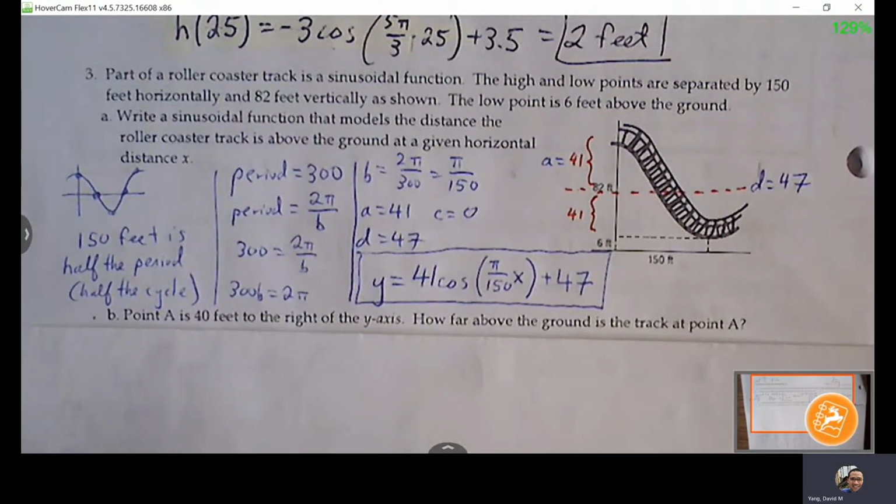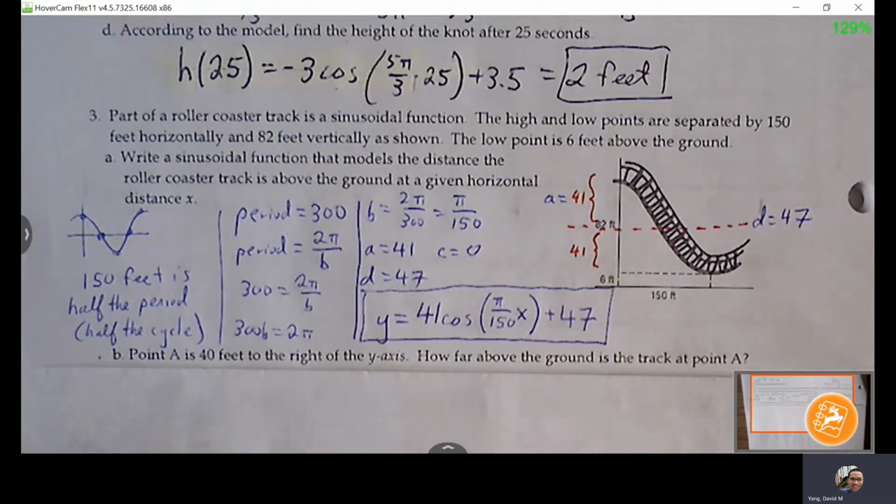I think here it's just asking, out of the 150, at the 40 mark, how high the track is, right? Can we just plug it in here? You get the x value. Because 40 to the right of the y-axis is a 40. Yeah, okay. So what's the number? 5 over 40.